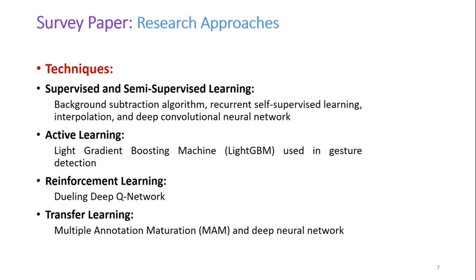The last one is transfer learning, which reuses a model designed for a previous task as the basis for another. And actually, video annotation studies have widely benefited from transfer learning based networks, which can reduce the negative impact of limited data and, as a result, reduce the data preparation cost. Multiple annotation maturation and deep neural network are kinds of these algorithms.